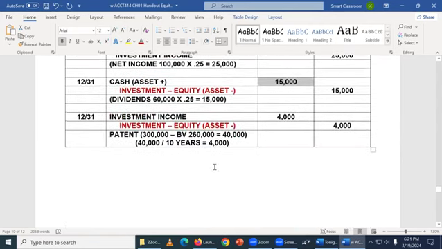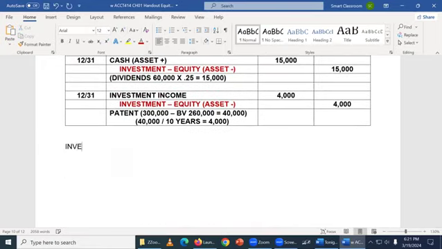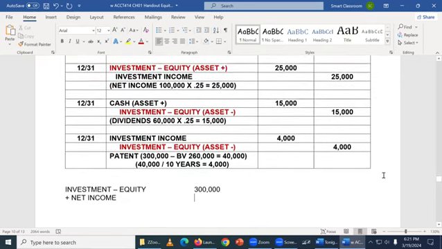I tell you what, let's see what would this thing be worth at year end? Let's see, we have investment of 300,000, plus our share of the net income, which was 25,000, minus our share of the dividends, which is just switching one asset for another.